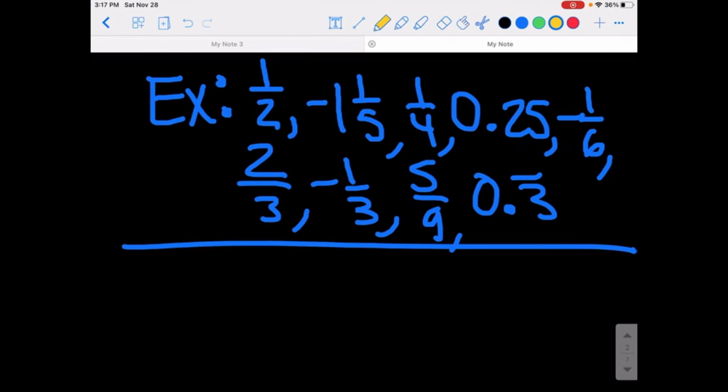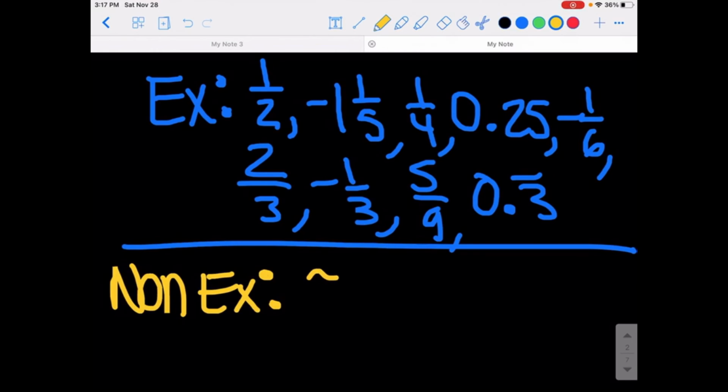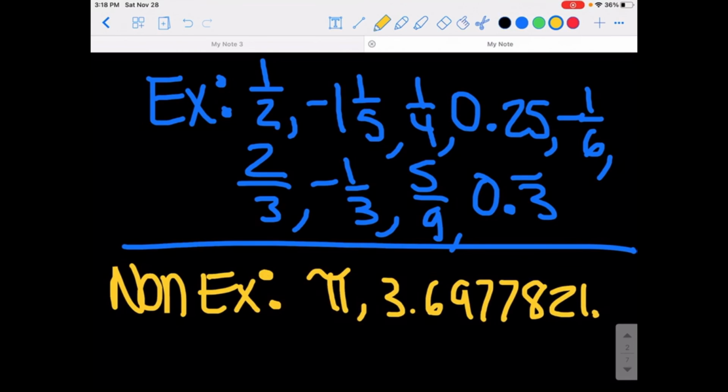Now, a non-example would be decimals that can't be written as a fraction, or non-repeating, non-terminating decimals. What do I mean by that? The first big example is pi. We think of pi because it can't really be written as a fraction. Another one is 3.6977821 and so on. We do not know, we can't predict what number will be next. These are called non-terminating. They never end, and there is no specific pattern.